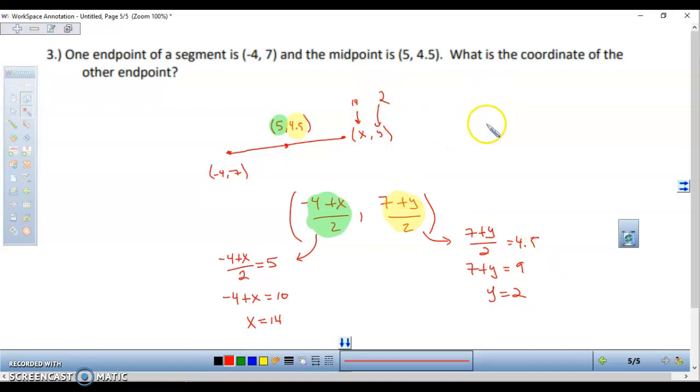So to answer this question, what is the coordinate of the other endpoint? It is 14, 2. And quickly you can check yourself by averaging the endpoints. 14 plus negative 4 is 10, divided by 2 is 5. Boom. And 2 plus 7 is 9, divided by 2 is 4.5. It all checks out.